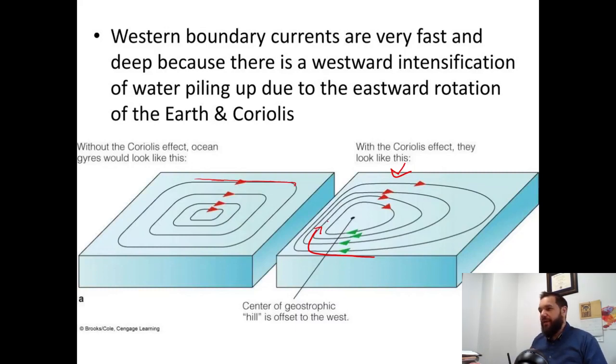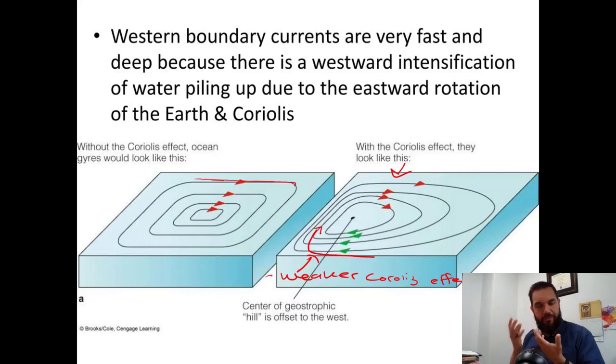Okay, now that's because we have right here a weaker Coriolis effect. And we have a weaker Coriolis effect because it's moving from the equator, where the Coriolis effect is weaker, right? If you don't understand or don't remember why, you have to go back and listen to our lecture on air circulation, the previous lectures. But you have a weaker Coriolis effect near the equator.